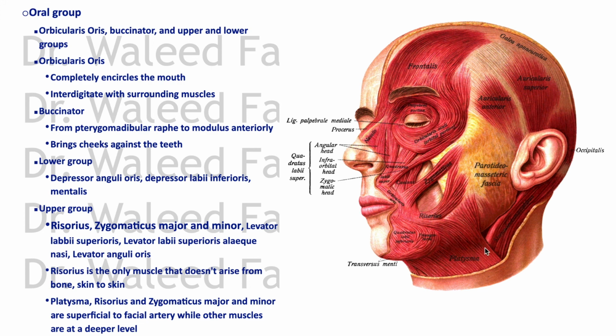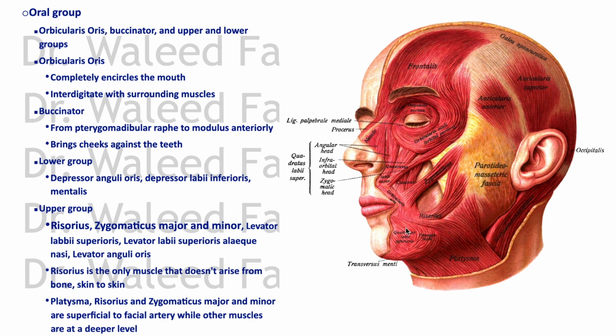The facial artery, when it enters the face, it's superficial to all muscles except the platysma, risorius, and the zygomaticus major and minor. The facial artery is deep to these muscles. Okay? Deep to the zygomaticus major and minor, deep to the risorius, and deep to platysma. Remember this, please. And this came as a multiple choice question. So these three muscles I would pick up for sure.